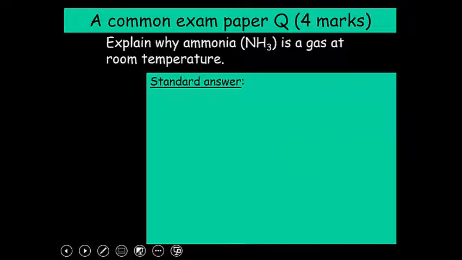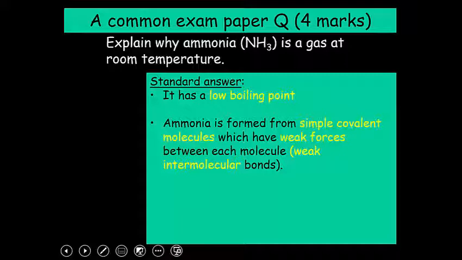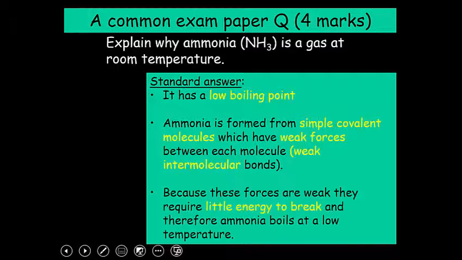Okay, so what could they ask you? Well, the common exam paper question, explain why ammonia, NH3, is a gas at room temperature. So pause the video and have a go at that. Right, you should have said that it has a low boiling point. You could say that it is formed from simple covalent molecules which have weak forces between each molecule, or you could say weak intermolecular bonds instead. And you could say that because these forces are weak, they require very little energy to break, and that's why it boils at a low temperature.